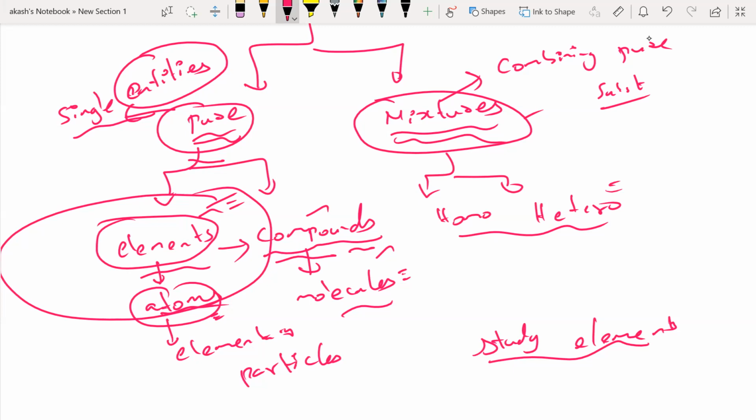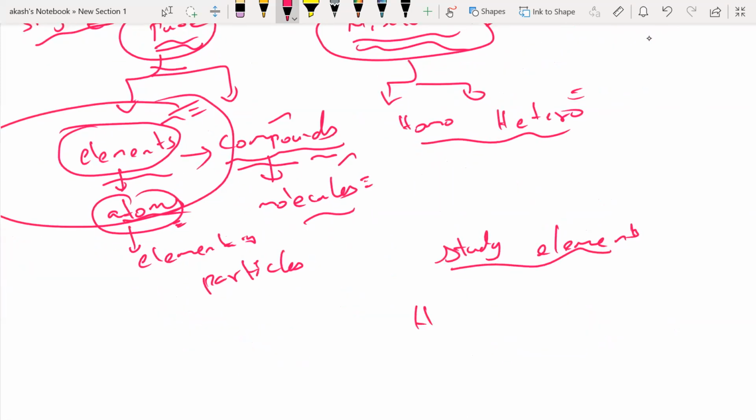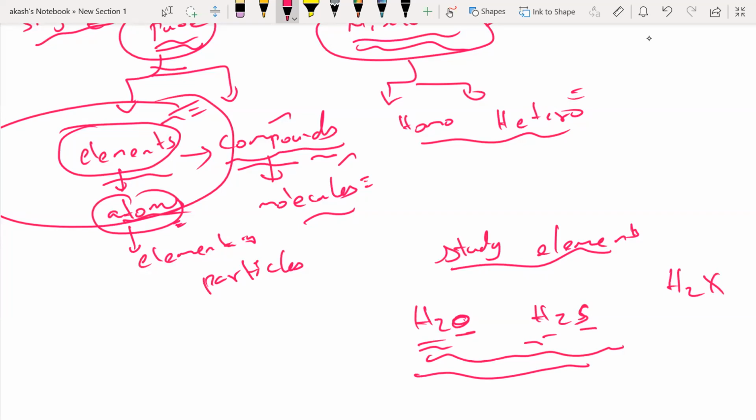Say, for example, we have H2O and H2S. Here oxygen and hydrogen combine; here sulfur and hydrogen combine. You understand that they are forming the same kind of species, H2X. So oxygen and sulfur show similar reactivity towards hydrogen, which is why they're forming similar kinds of compounds. H2O, H2S, right?